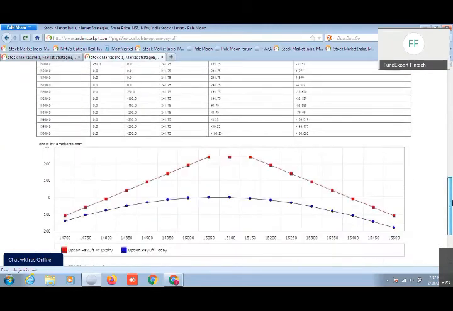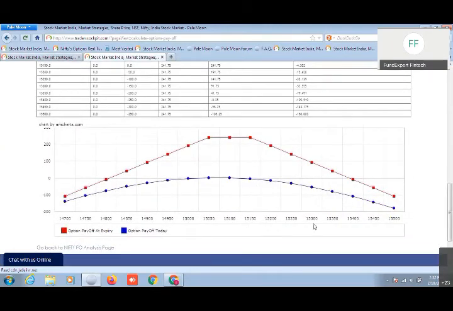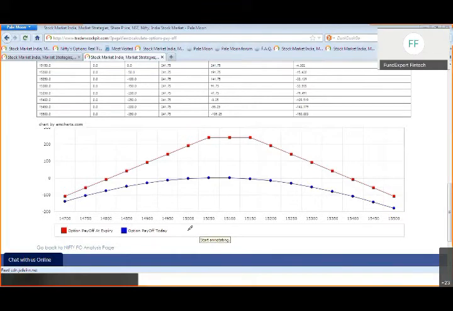Now this payoff diagram, along the x-axis it shows you the different strike prices. Along the y-axis it shows you the premium values. Now here 2 different lines will be there. This red line shows you the payoff if you carry on the position till expiry, it may be monthly or weekly expiry.